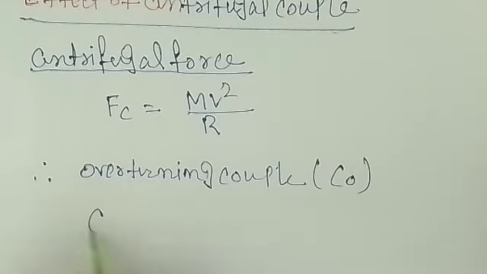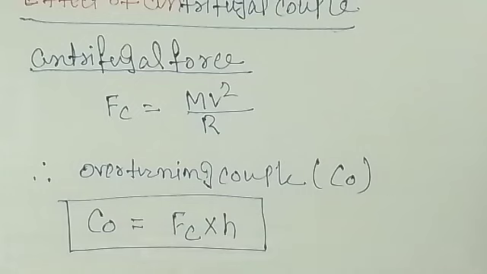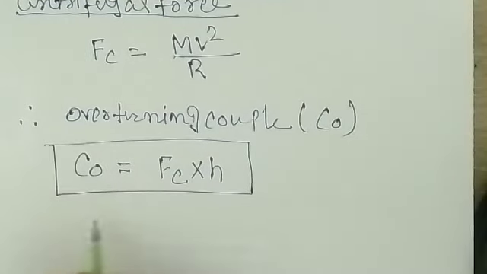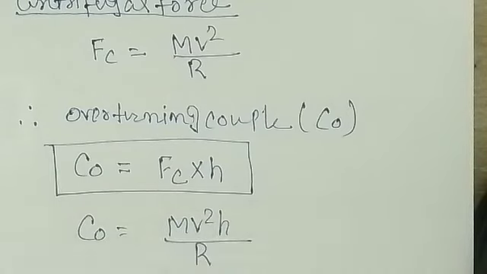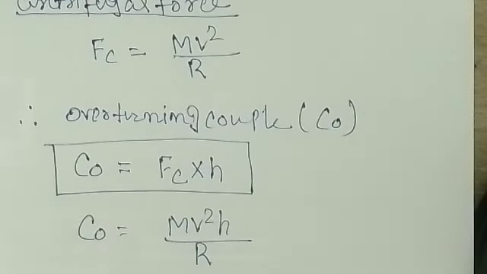So C naught is what? C naught is equal to the centrifugal force, acting radially outward, Fc, into the height of the center of gravity, right? So this is the overturning couple we got. In simplified form, the centrifugal overturning couple is equal to mv square h by r, right? Due to this overturning couple, a reaction will be generated and act on the road surface.